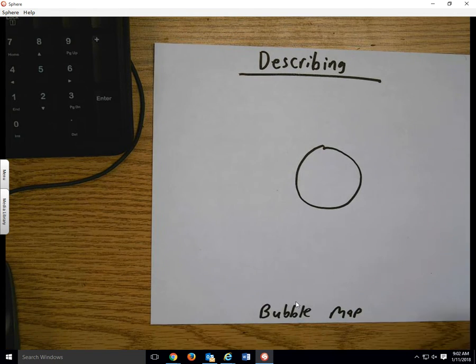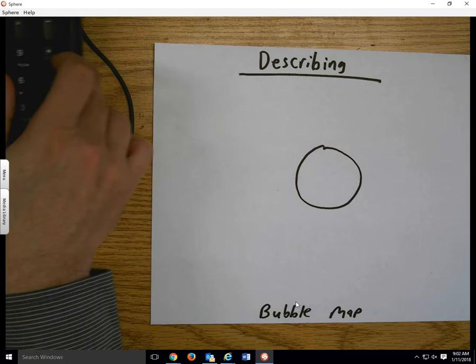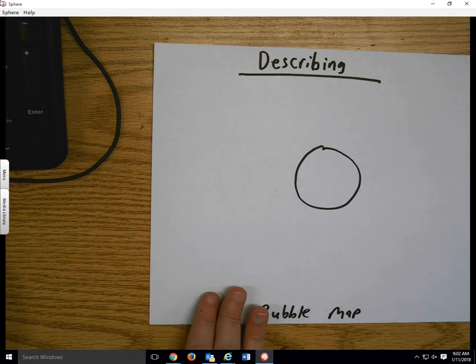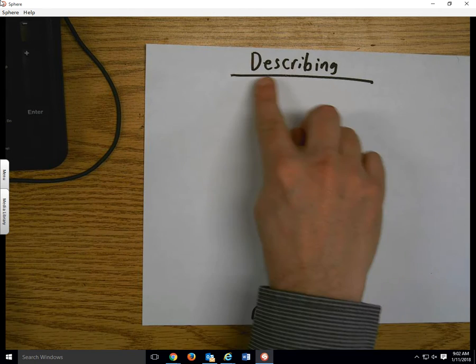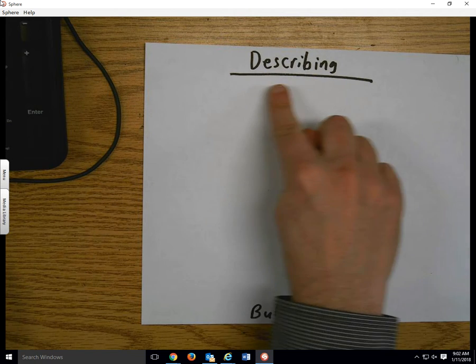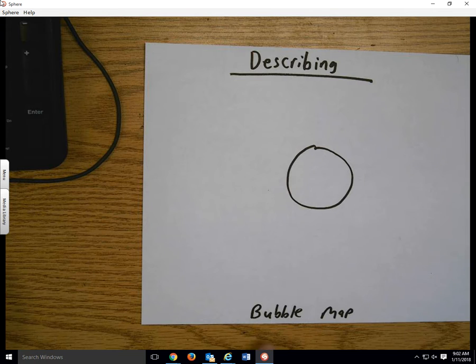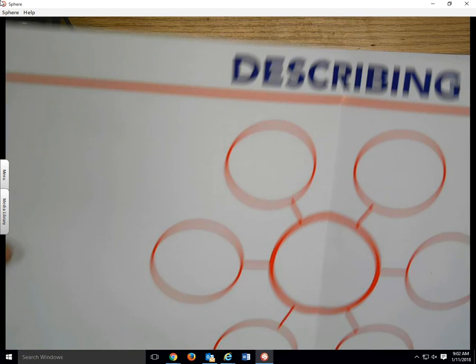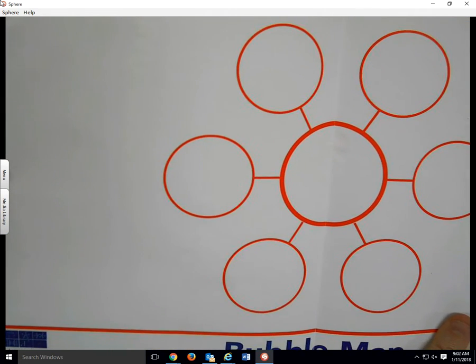Okay, guys, on your left side of your journal, we're going to do the bubble map. Based on those videos that we watched, you want to write the word describing on top, draw a circle in the middle, and write bubble map on the bottom. This is on your left page. It's going to end up looking like a bubble map, but we have to fill it in together, right?